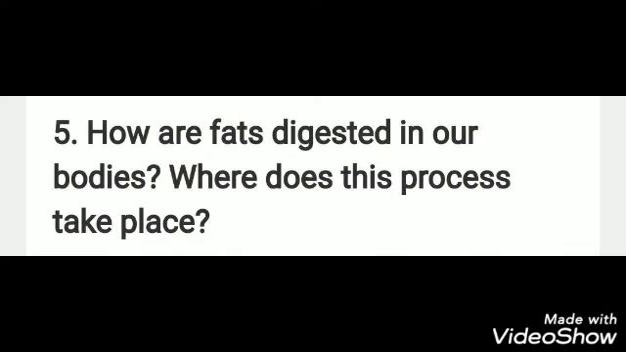Now the fifth question of this exercise is, how are fats digested in our bodies? Where does this process take place? Now we all have studied this under the topic digestion in human beings. The small intestine is the place for complete digestion of carbohydrates, fats and proteins. It receives the secretions of the liver and pancreas for this purpose.